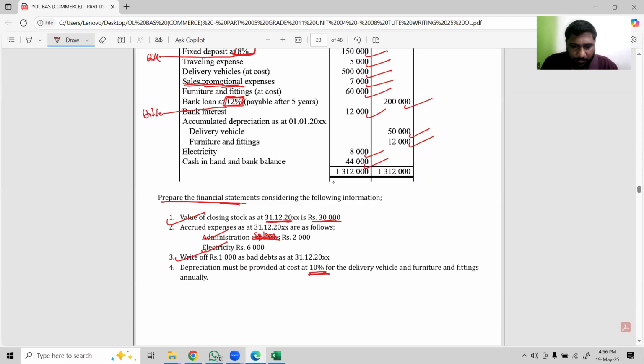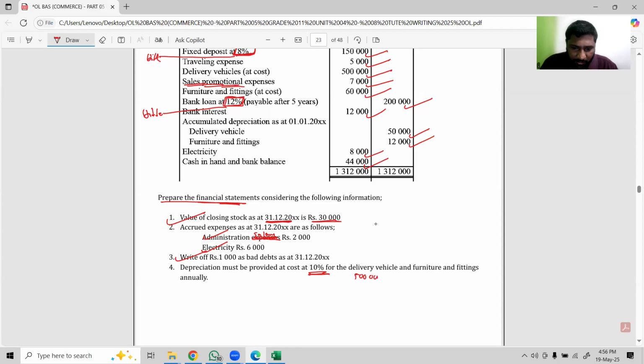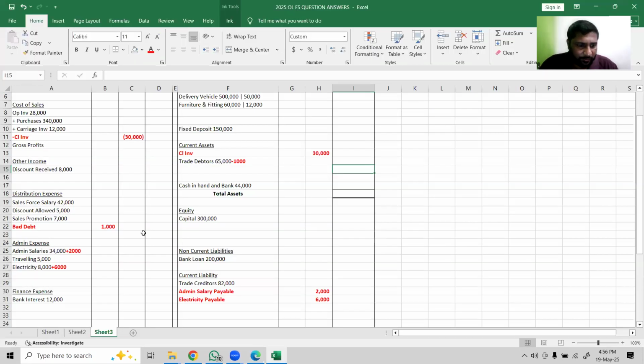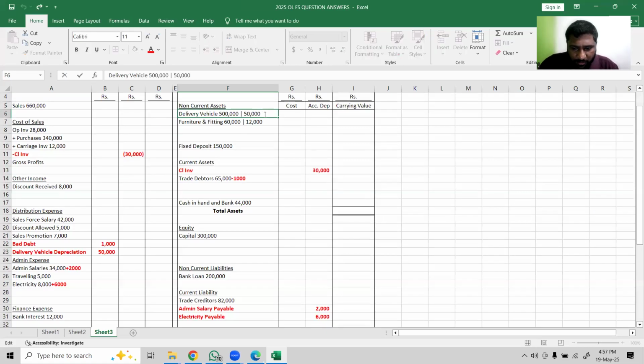Depreciation 10%. So delivery vehicle cost is how much? 500,000. 500,000, 10%, 50,000. Debit the distribution expense, delivery vehicle depreciation 50,000. Accumulated depreciation 50,000.